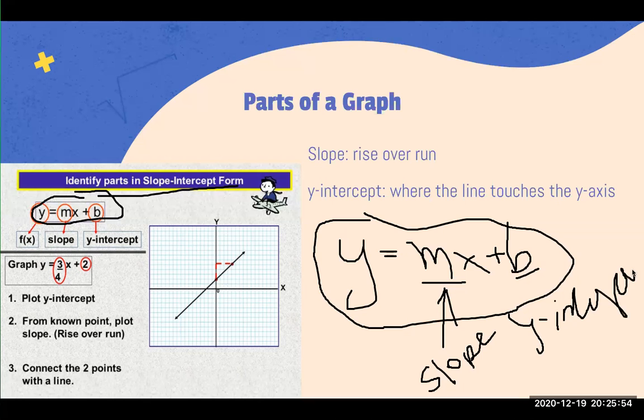Wait, so are there like different classes for each grade, or is it just all the same? This is just all algebra. Okay.